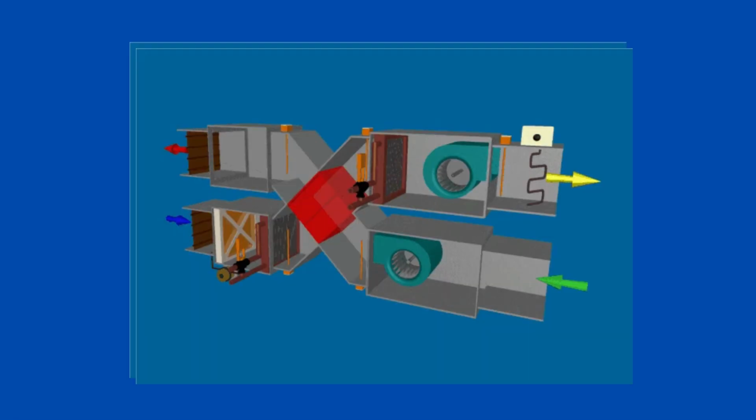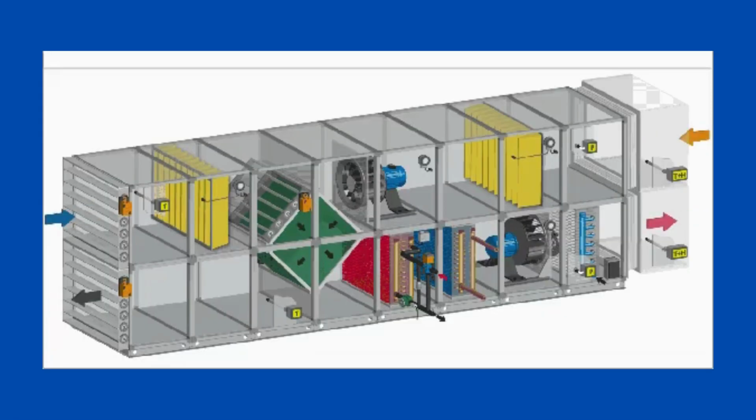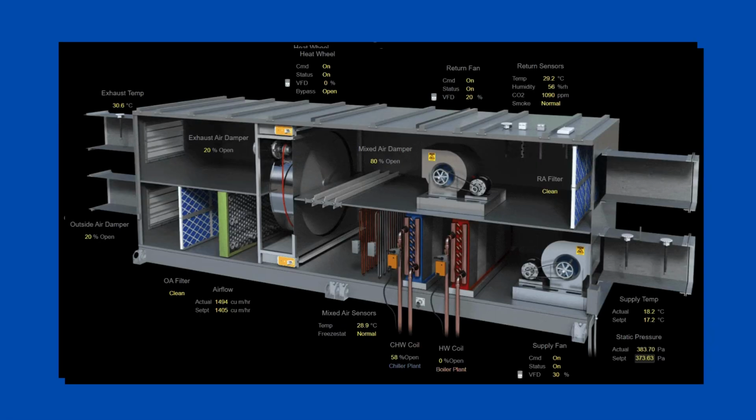4. What are the benefits of using an air handling unit? AHUs offer a number of benefits, including improved indoor air quality. AHUs can remove dust, pollen, and other contaminants from the air, improving indoor air quality.